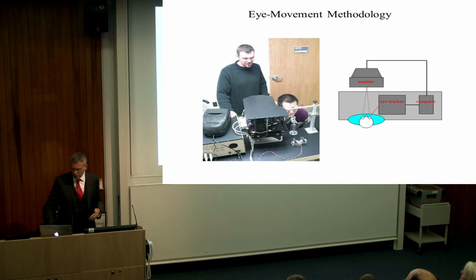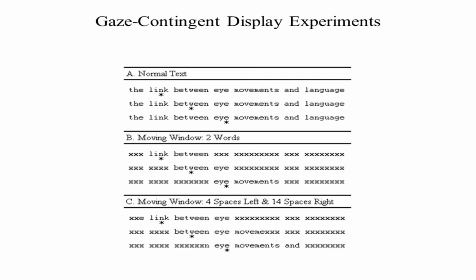And that basic methodology allows for gaze contingent display change experiments. And just to give you a sense for what those look like, what I have here is a diagram, 3 panels. In the top panel, I show a line of text across 3 successive fixations, and you can see the text doesn't really change.